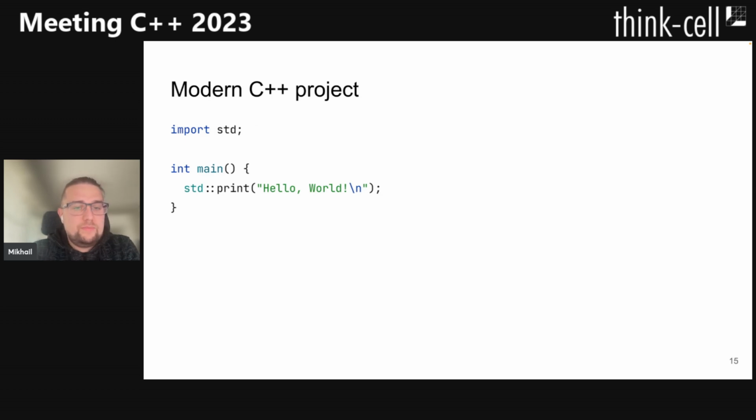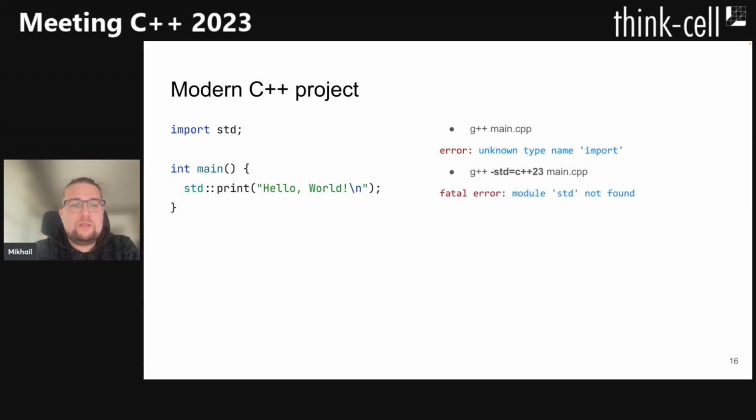And okay, let's try to compile it. First we will take g++, and we will get an unknown type name error for import. It doesn't really tell us what's going on, but I guess maybe we need to specify the standard. So I will supply std=c++23, and we will get an error: fatal error, module std not found. So it turns out that GCC doesn't provide the std library as a module yet.